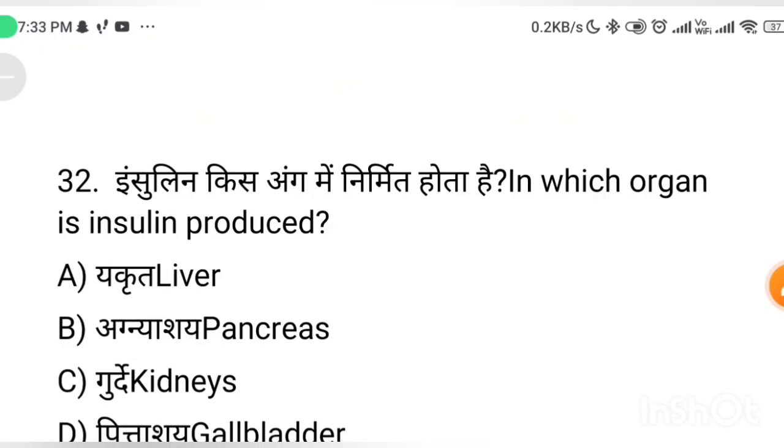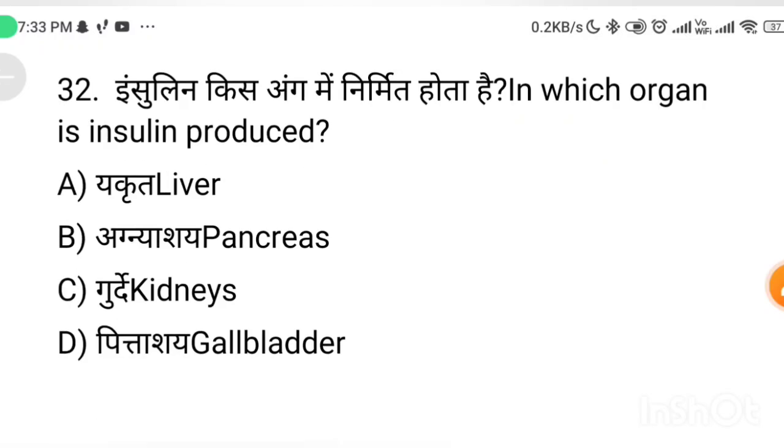Next question. In which organ is insulin produced? Option A, liver. Option B, pancreas. Option C, kidney. Option D, gallbladder. Correct answer is option B, pancreas.